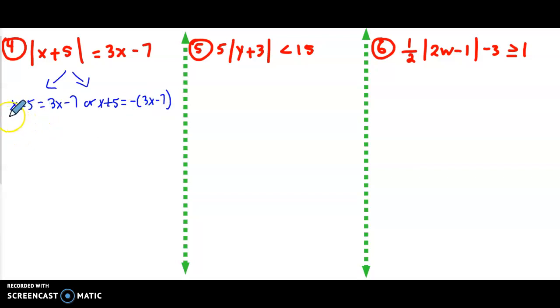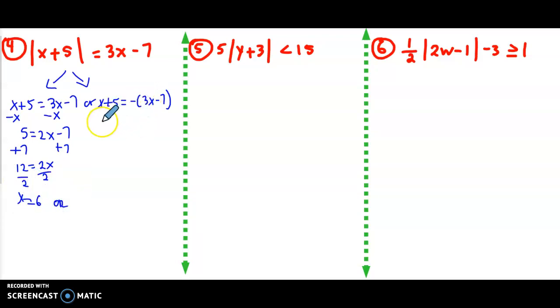So here I have to get x's together. I'm getting rid of the smallest. So 5 equals 2x minus 7. Put your numbers together. 12 equals 2x, divide, and x equals 6 from here.